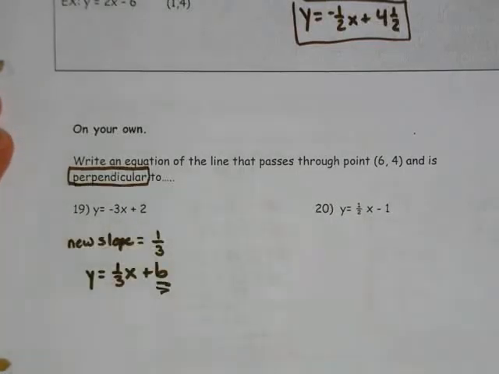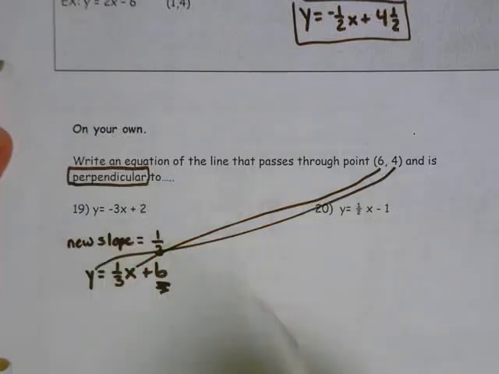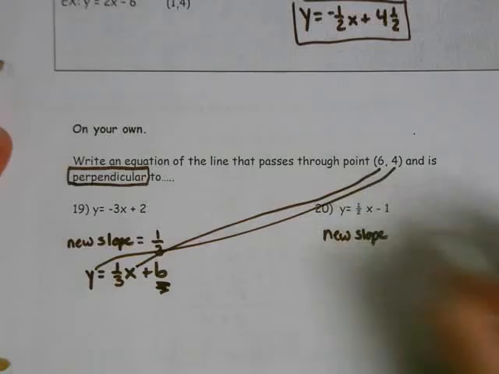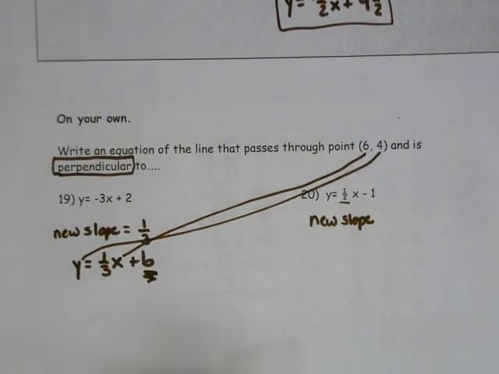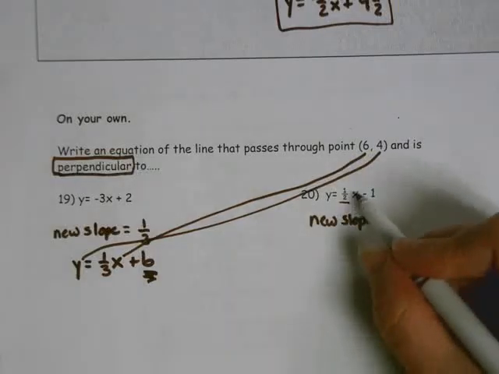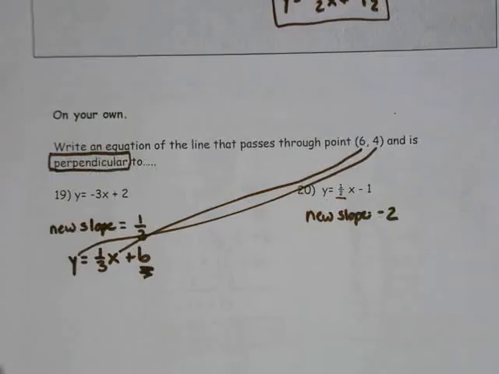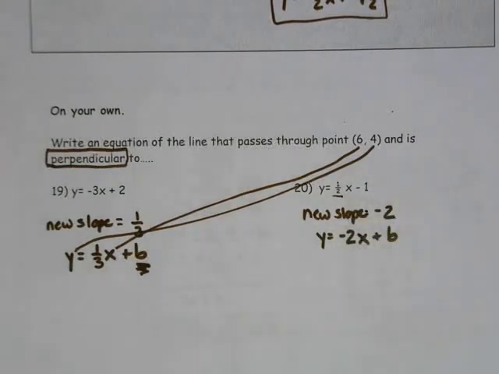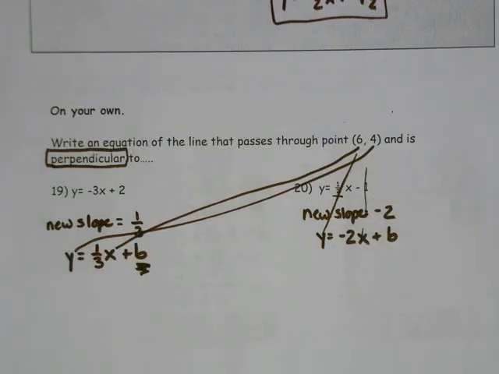And you've got to find your b by plugging in. Here's an x. Here's a y. Plug it in. See what you get. What would be the new slope for this guy? If this is your slope 1/2 and you want something perpendicular to it, flip it, make it negative. Flipped would be 2, and this one was positive, so this one needs to be negative. So your new line is going to be y equals negative 2x plus something you don't know. Now you're going to plug in and see what you get.